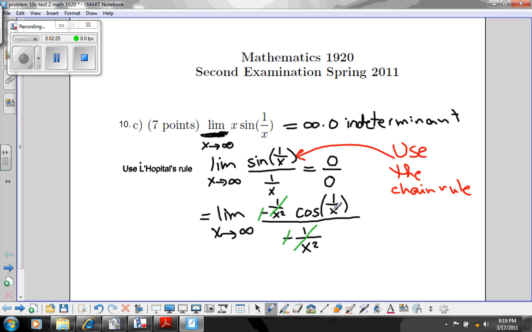Let x tend to infinity, we get cosine of 0, and cosine of 0 is just 1. So we get 1. And remember, in the denominator, when you cancel, the only thing that's left is now 1. So we get 1 over 1.